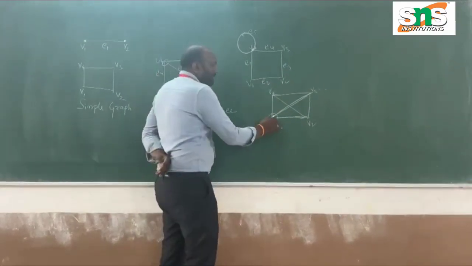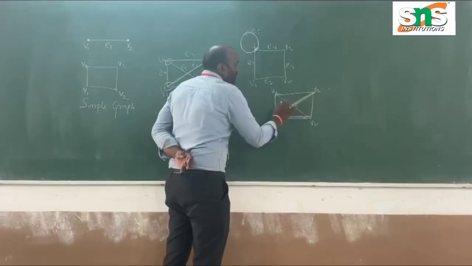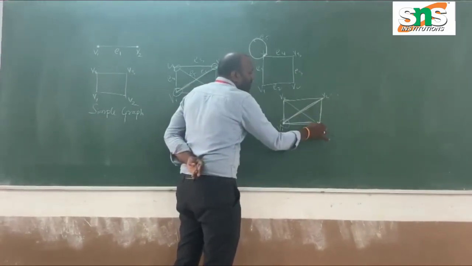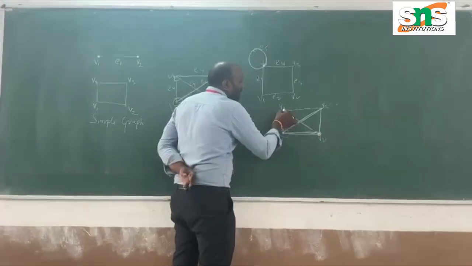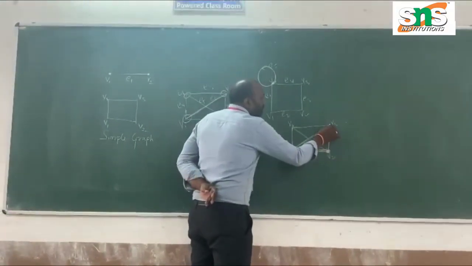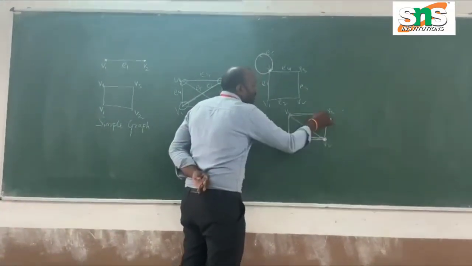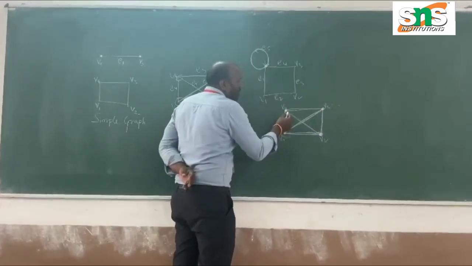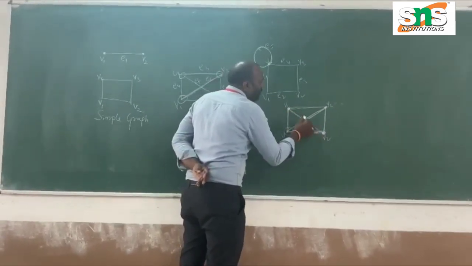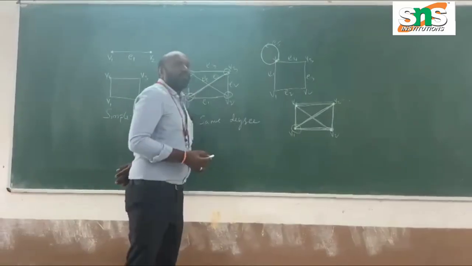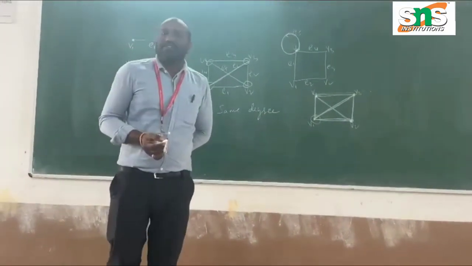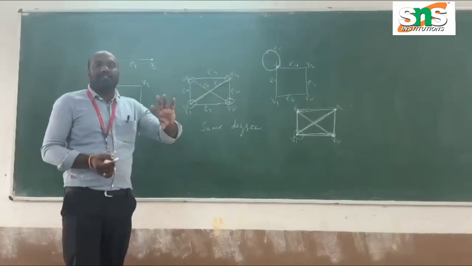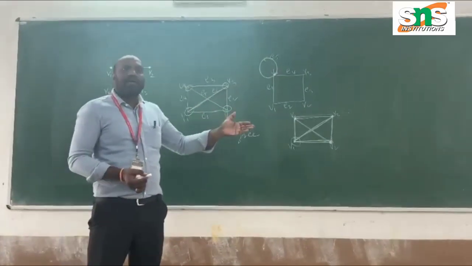See, V1 is connected with V2, V3, V4, and then V2 is connected with V3, V1 and V4, and then V3 is connected with V4, V1, V2, and finally V4 is connected with V1, V2, V3. So in a complete graph, each vertex connects with all the vertices in the graph. That is called a complete graph.